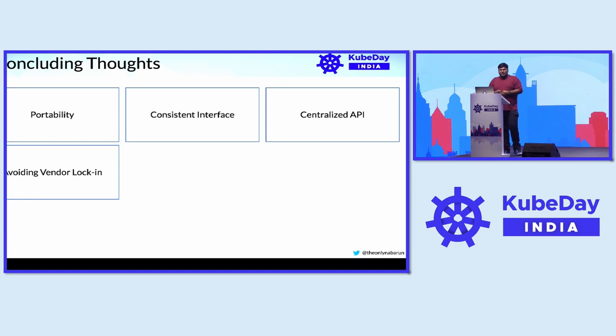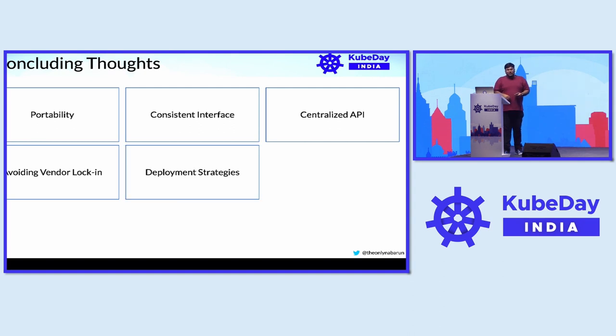Avoiding vendor lock-in. So when I talk about portability, you also make yourself not locked into a particular vendor. If your app model is dynamic enough to run or abstract out compute, storage, and network, which are the three pillars of cloud, you can run anywhere.